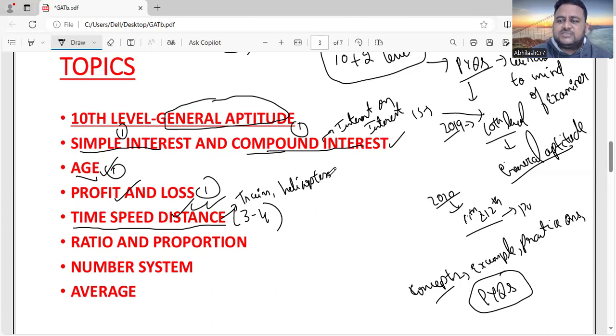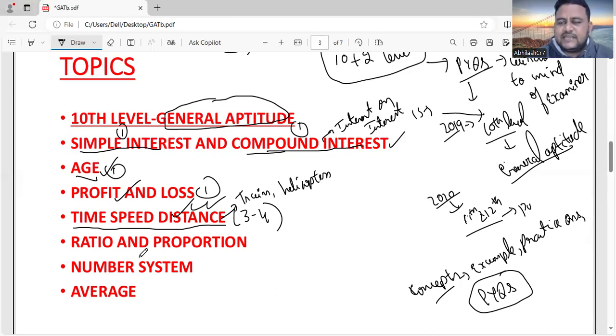Train, if it takes this much time to cross a pole, in 9 seconds, what is the length of the train? Like that. So they're going to time with distance. It includes train questions, boats and streams, all these things. So this is carrying 3 to 4 questions, 3 to 4 marks.